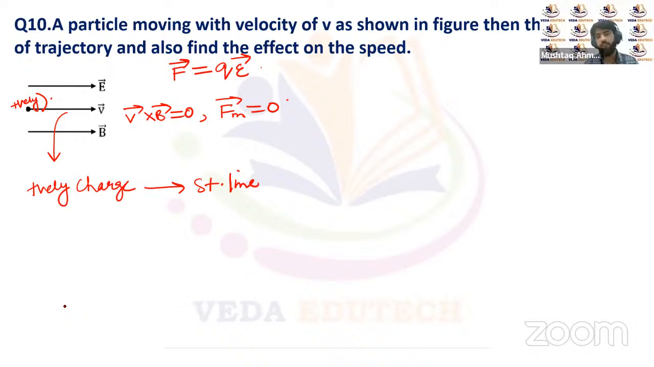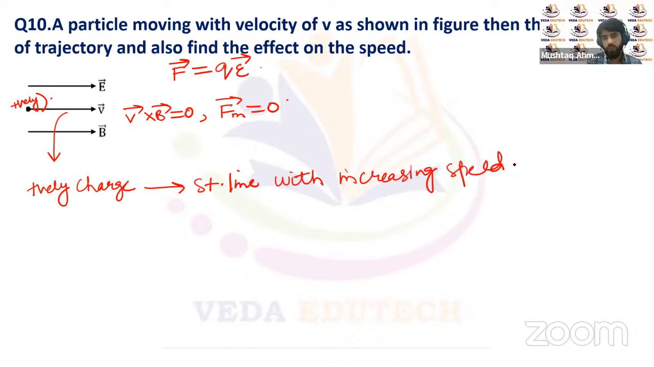And what about the effect on the speed? Now you can see here the velocity vector is along the direction of the force. If the velocity vector is along the direction of the force, then the speed will increase continuously.